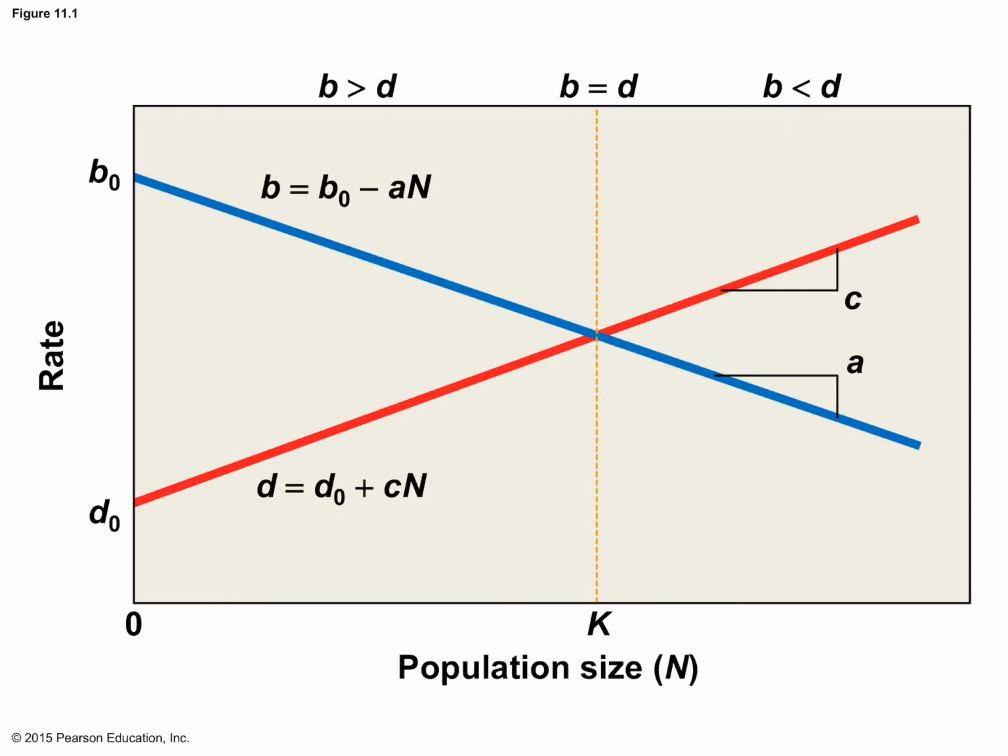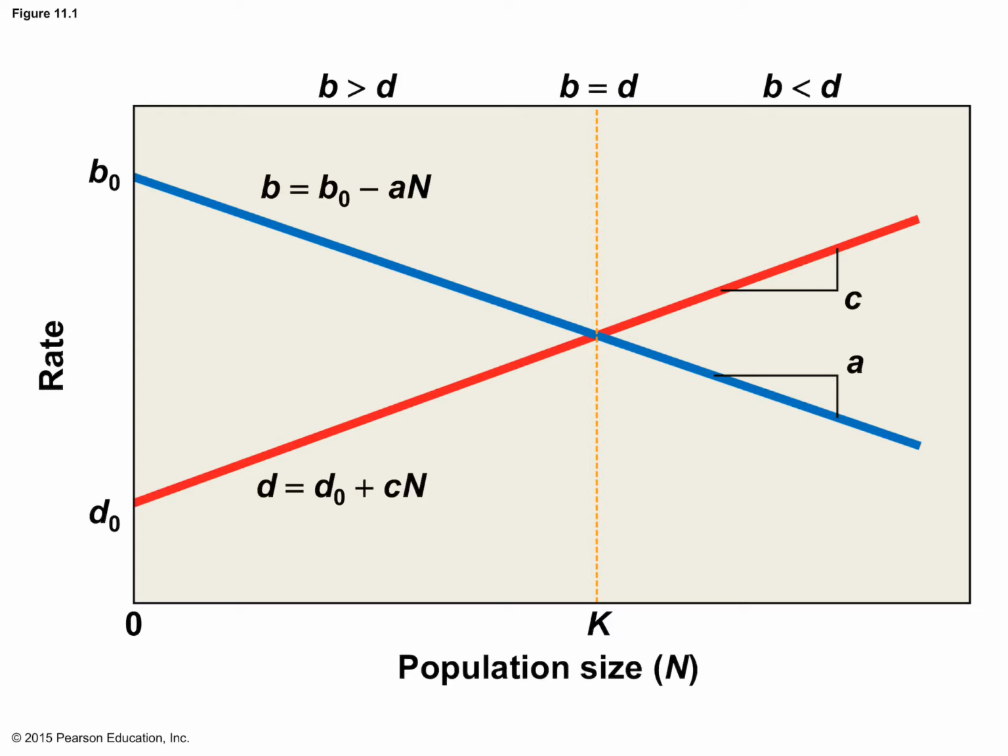All right, for values of the population size above K, say over here, for example, births in the blue line are less than deaths, and the population growth rate should be negative because more individuals are dying in any given moment than are being born. For values of population size below K, births are greater than deaths, and there you should have a population growth rate that's positive.